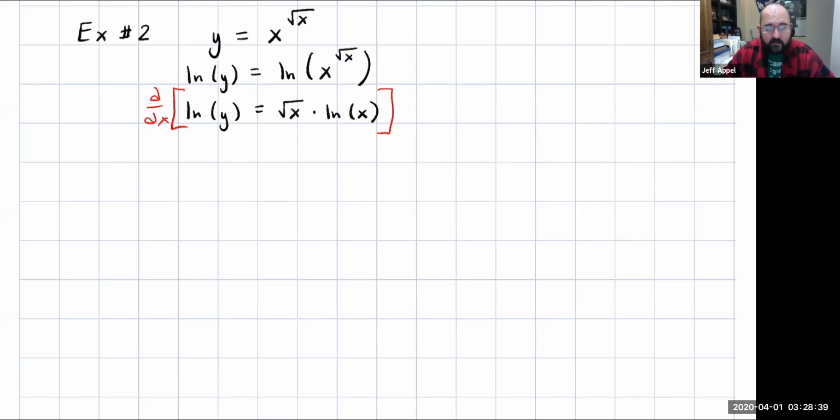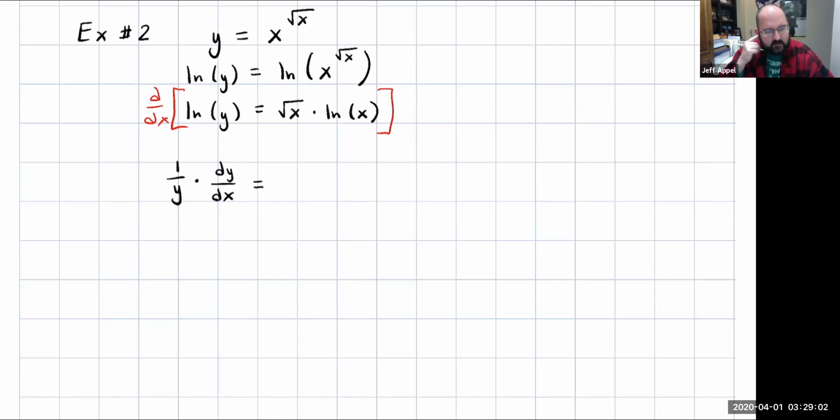Okay, on the left side, the derivative of the natural log of y. We did this in the last example. It's 1 over y, but then because we're differentiating with respect to x and our function is in terms of y, that's implicit. The chain rule tells us times dy/dx. Okay, so that takes care of the left side.